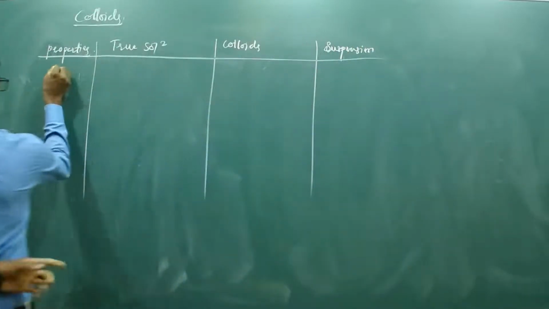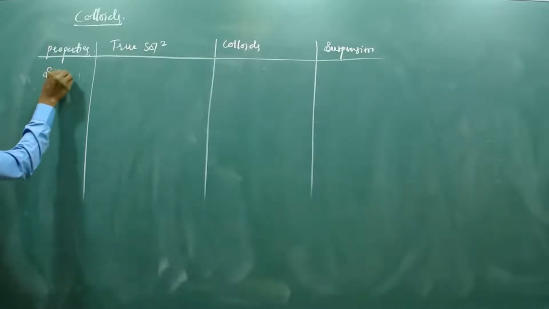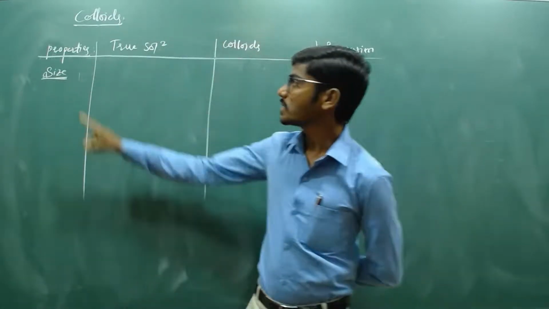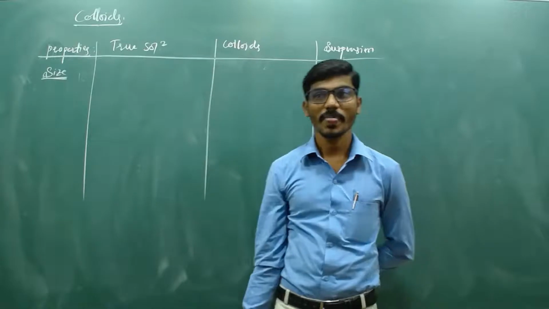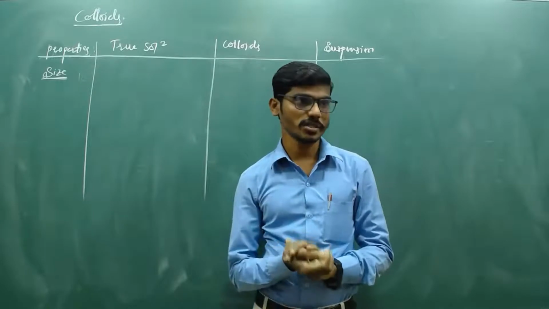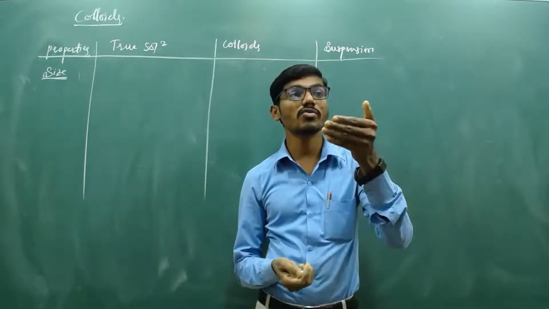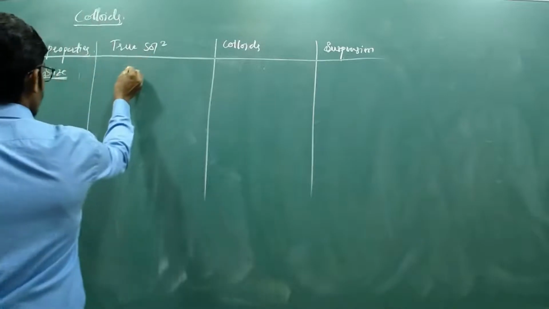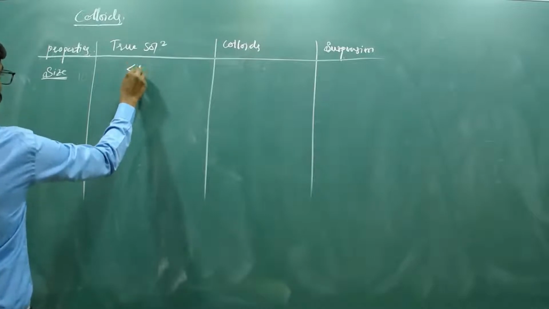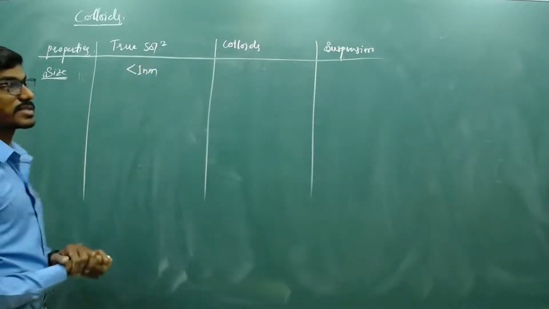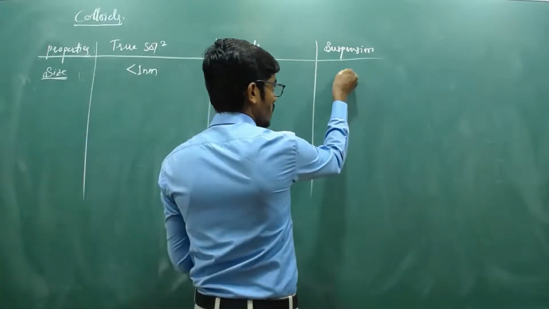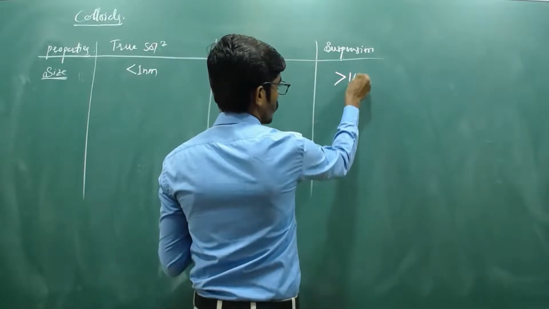So first is particle size. We are discussing the particle size in true solutions, colloids, and suspension. The solutions in which the particle size is very small, less than 1 nanometer, are called true solutions. Whereas in suspension, the particle size is greater than 1000 nanometers.